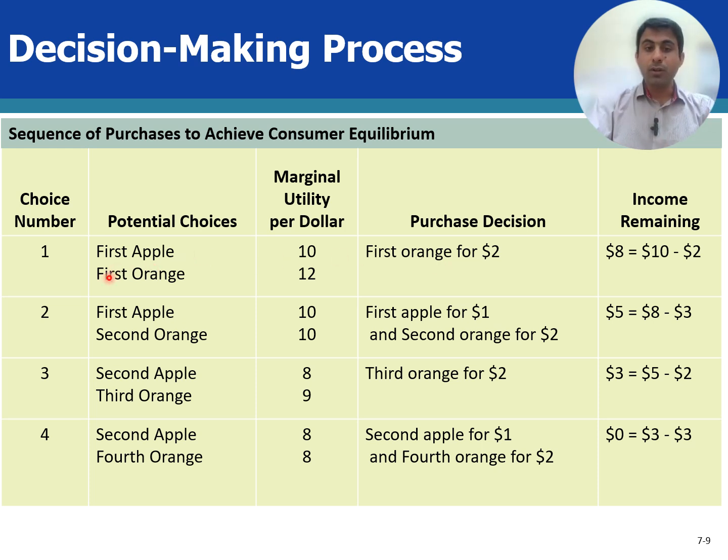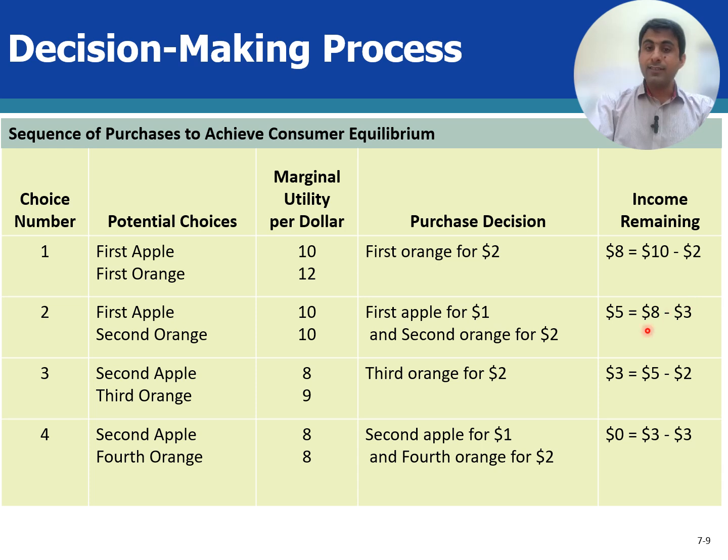So he already bought the first orange. Now what is his second preference or choice? He can buy the first apple or he can buy the second orange. The first apple is giving a marginal utility of 10 utils and the second orange is giving a marginal utility of 10 utils, so both are the same. He will purchase both. He will spend $1 to buy the first apple and $2 to buy the second orange, and in total the consumer will spend $3.